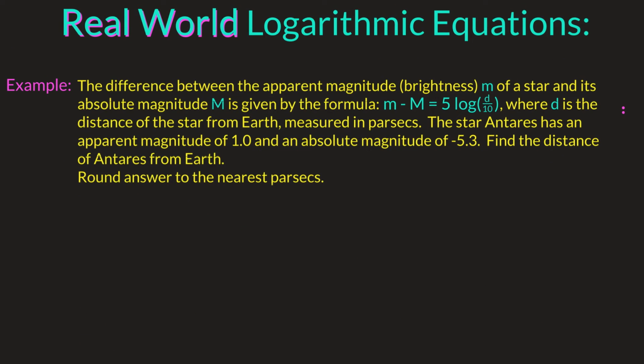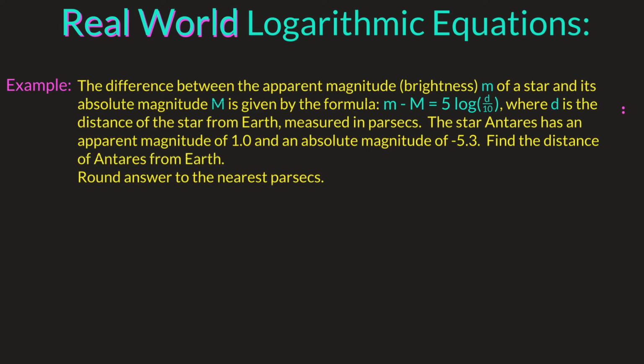All right, I know you're probably getting kind of antsy. This is the last problem, so let's get to it. It says the difference between the apparent magnitude, brightness, lowercase m, of a star and its absolute magnitude, capital M, is given by the formula lowercase m minus uppercase M equals 5 times log of d divided by 10, where d is the distance of the star from Earth measured in parsecs.